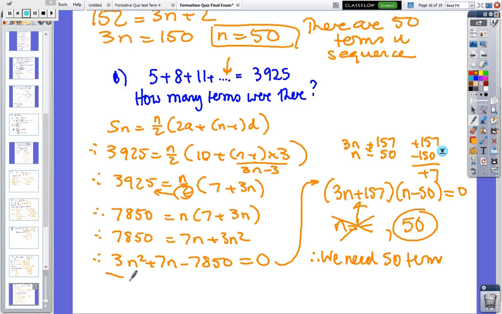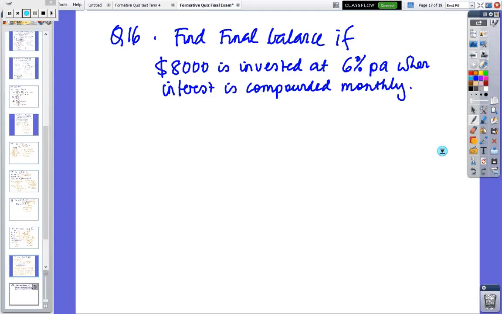So when you get to this stage here, don't forget you've got to make it equal to 0 to solve it because it's a quadratic. Just use the quadratic formula and let the calculator do all the work for you. Okay, now there is going to be a question on compound interest despite what I might have told my class, so just have a look at this one here if you need to put something in your notes.